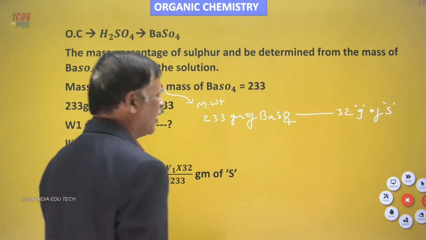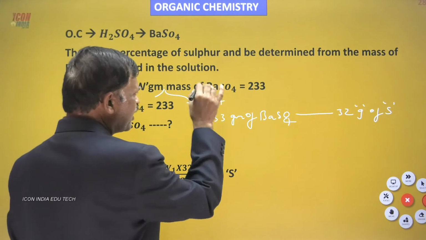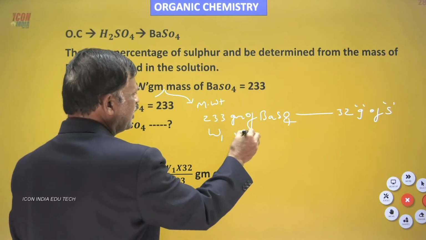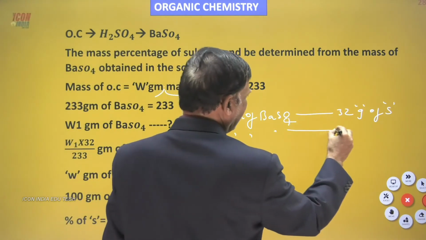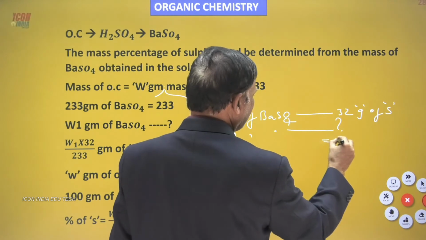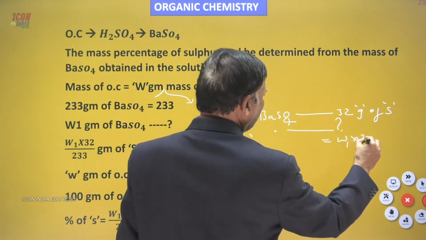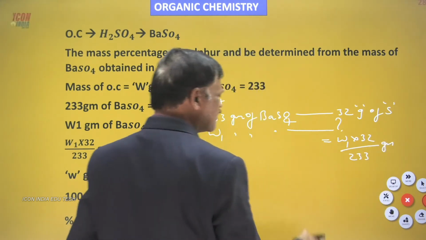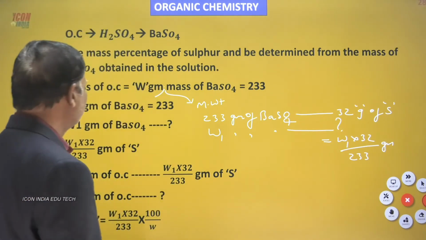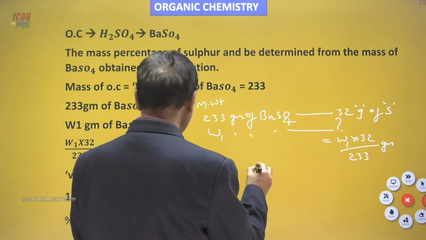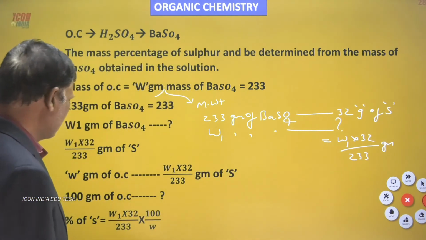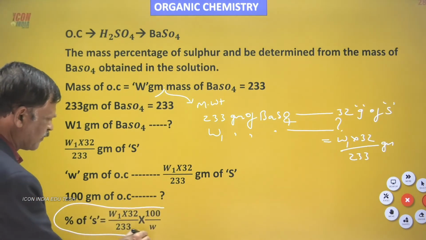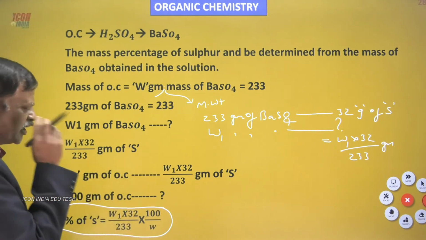If 233 grams of barium sulfate contains 32 grams of sulfur, then in this Carius method, W1 grams of barium sulfate obtained contains how much? That is W1 into 32 by 233 grams of sulfur. That much sulfur is present in the given mass of organic compound, that is W grams. So 100 grams of organic compound contains how much? That is the percentage of sulfur, W1 into 32 by 233 into 100 by W.